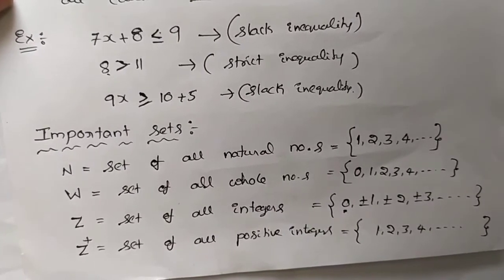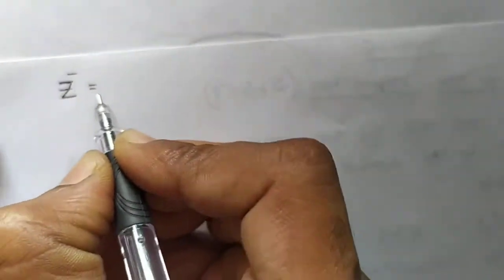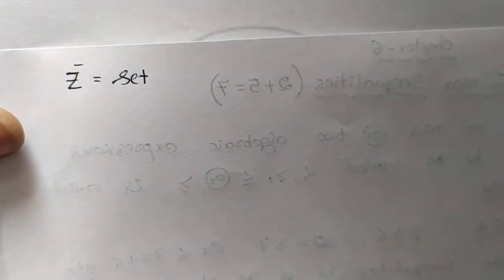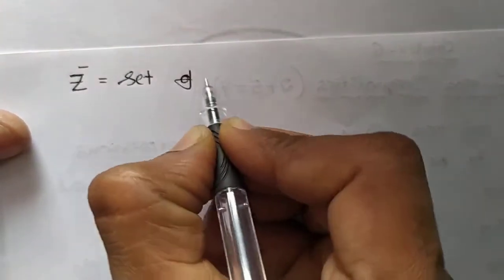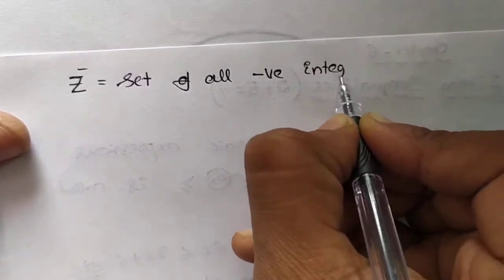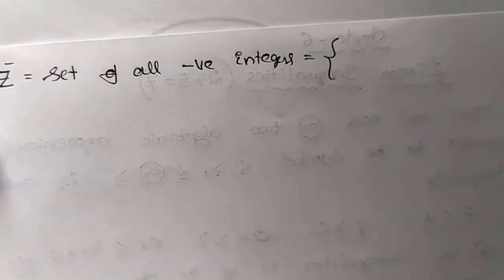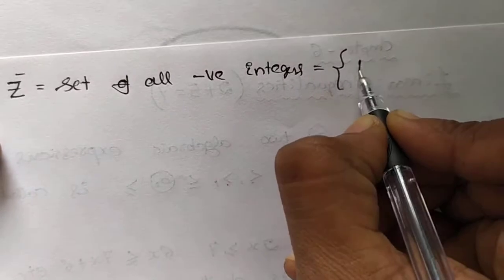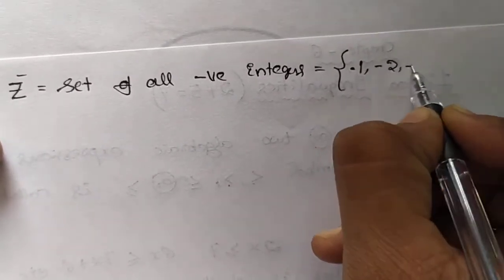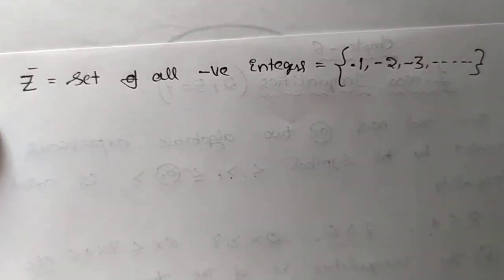What about the negative integers? Z minus, negative integers, set of all negative integers. Let us represent this in a set: minus 1, minus 2, minus 3, minus 4 and so on. So all these are the negative integers.